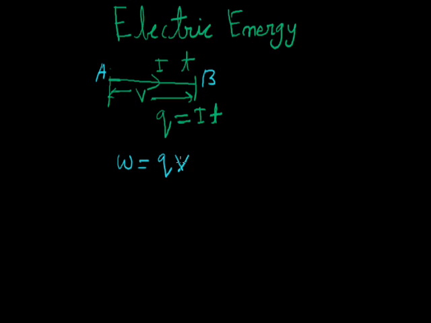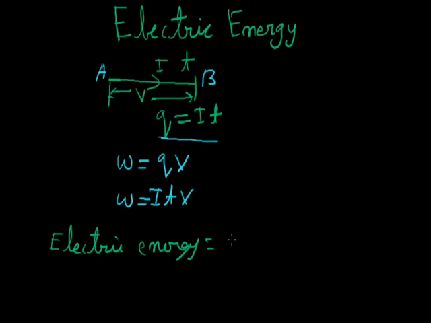And as we know from the work energy theorem, this work is converted into energy. So work done is equal to, as Q is equal to I into t, I t into V. So the work done is equal to the electrical energy consumed in the circuit. So electric energy in the circuit is equal to V I into t, where V is the potential difference, I is the current, and t is the time taken for the charge flow in the wire.